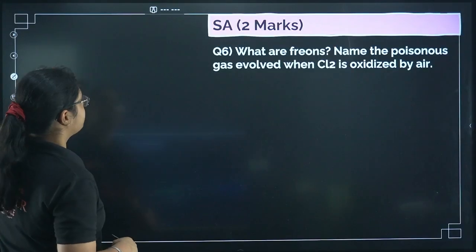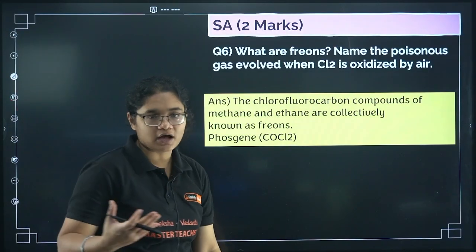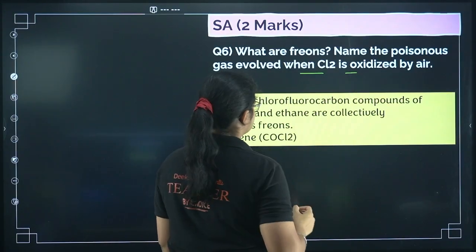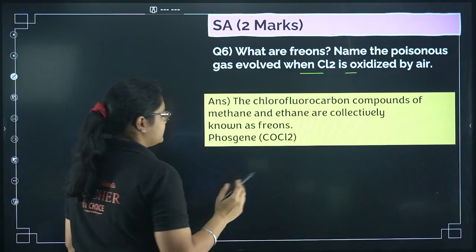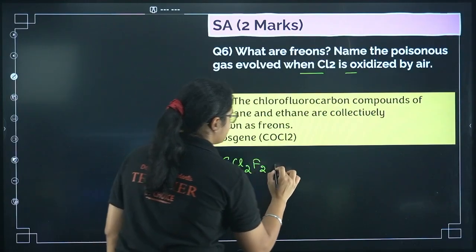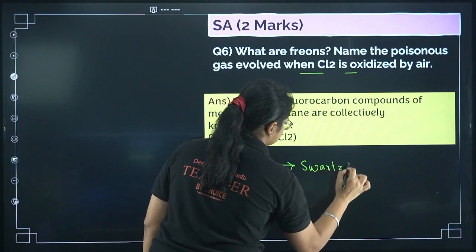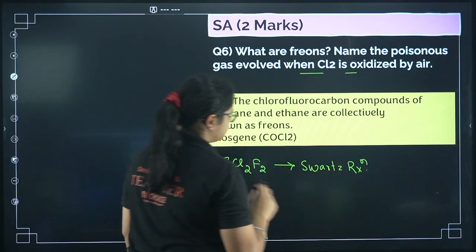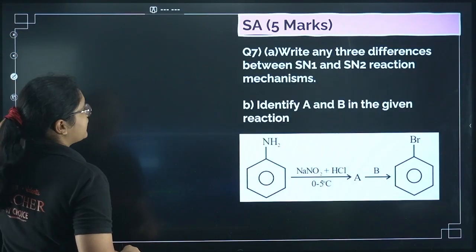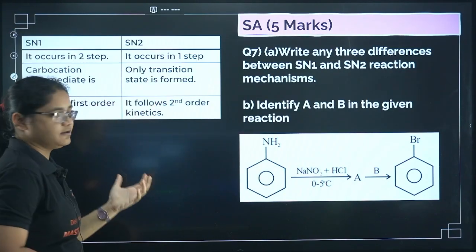Moving forward, we have what are freons. Freons are chlorofluorocarbons, and here you should remember, name the poisonous gas evolved when CHCl3 is oxidized. That is phosgene, and you should remember a particular freon, that is CCl2F2. Now this is produced using Swarts reaction. Please remember this one, important one. Next we have 3 differences between SN1 and SN2. You can write any 3 differences.